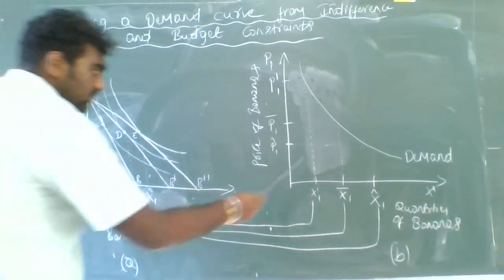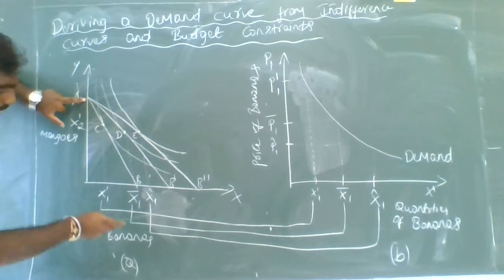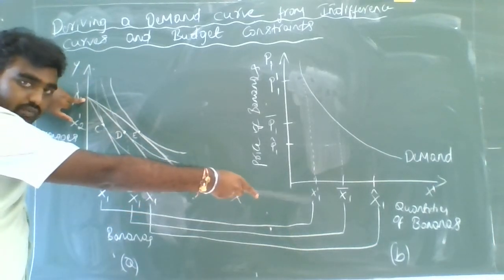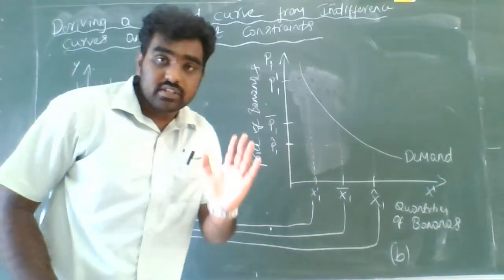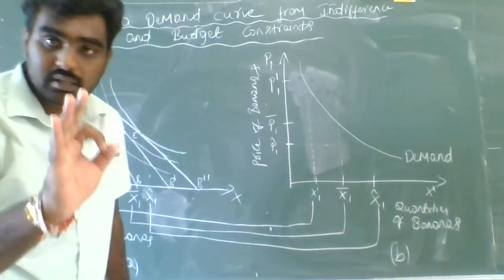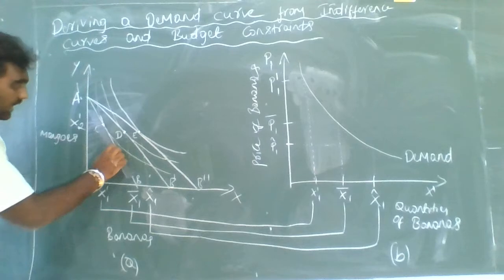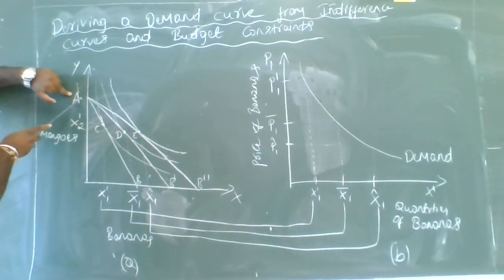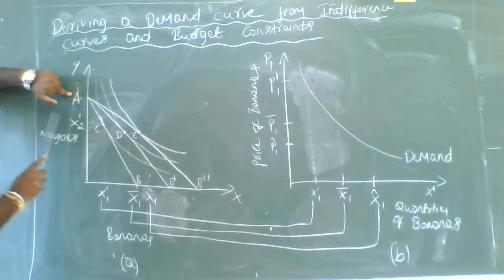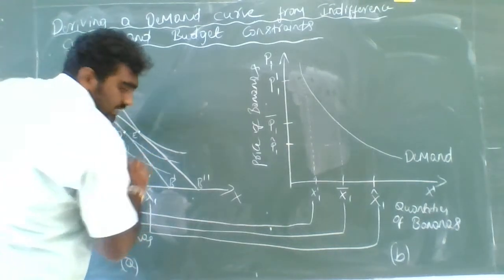Now this point can be derived here. When the price of the banana decreases, we understood from the changes in the budget set that the budget line moves steeper. Here you can see point A. There was no change in the price of mangoes, but there was a change in the price of banana, so the budget line moved a bit steeper.